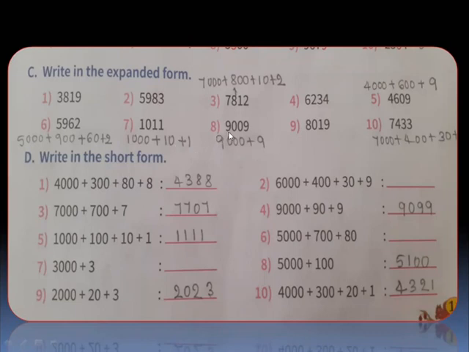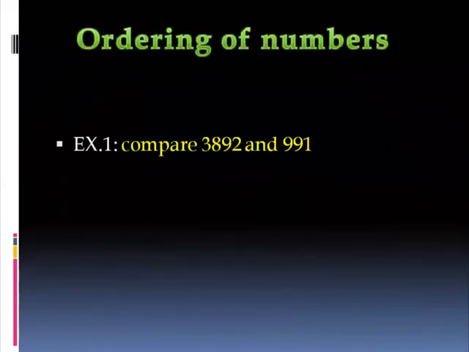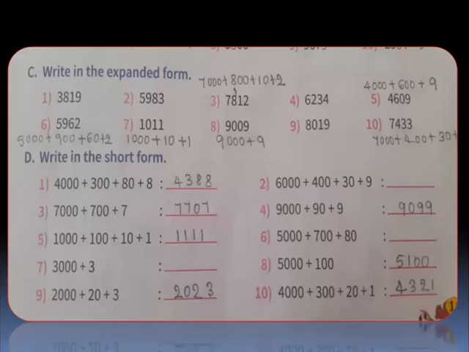Next, eighth one. 9009. 9000 plus in hundreds place also 0, no need. And then tens place also 0, no need. And then ones place 9 is there. So expanded form is 9000 plus 9. Right? Okay, next ninth one. 8090. Here also 8019. For this number also you have to write the expanded form.